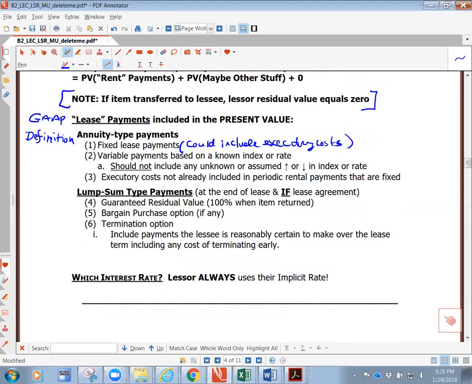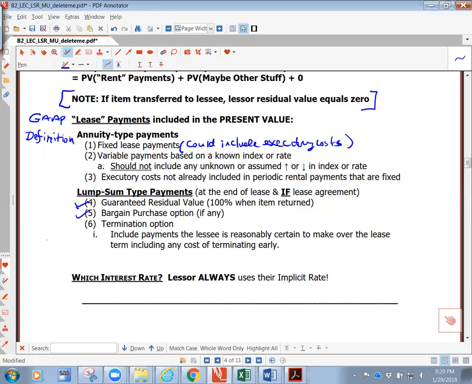And then finally, in addition, there are lump sum type payments that are at or near the end, and we have to be clear that this is if they're there. They're not always there. So you have to analyze the lease and say, is it there? Do I need to put it on that timeline? So if there's a guaranteed residual value, put that as a lump sum at the end.